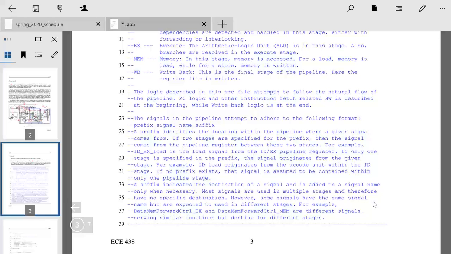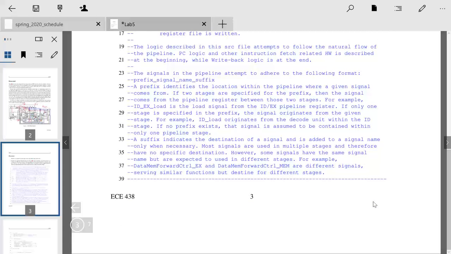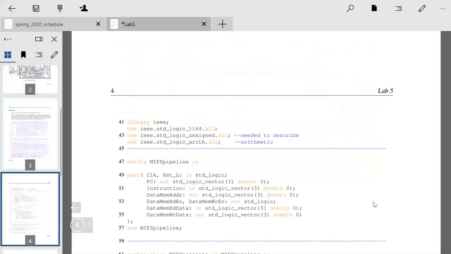The example that I give, and you all have already dealt with this signal, is the data mem forwarding control signal. There's actually two of those signals that your forwarding unit generates because there's two muxes, but in different stages. There's a mux in the EX stage and a mux in the mem stage, and that's designated with the suffix _EX and _mem. There may be a couple other signals that require a suffix, but they're definitely not as many.